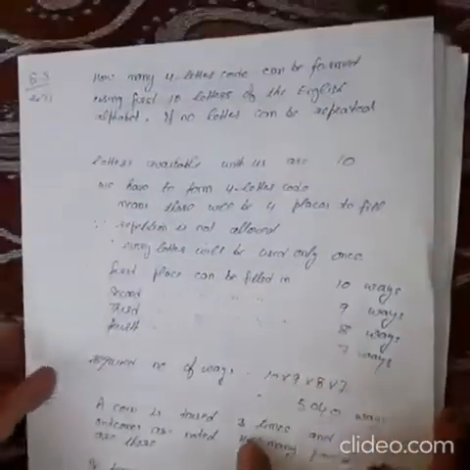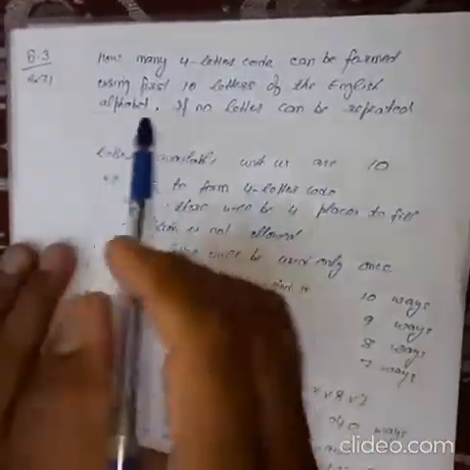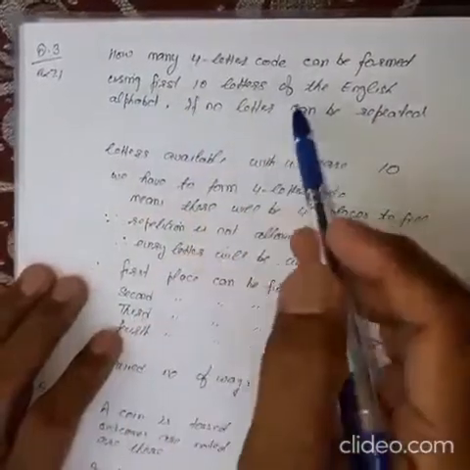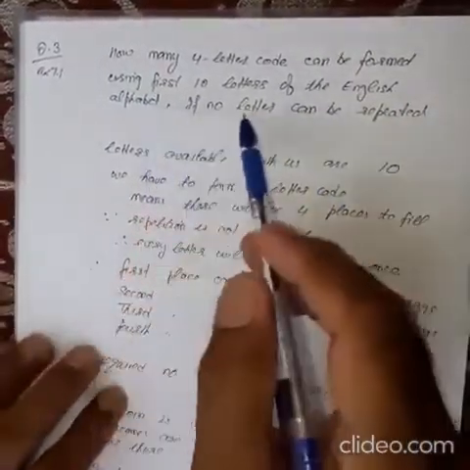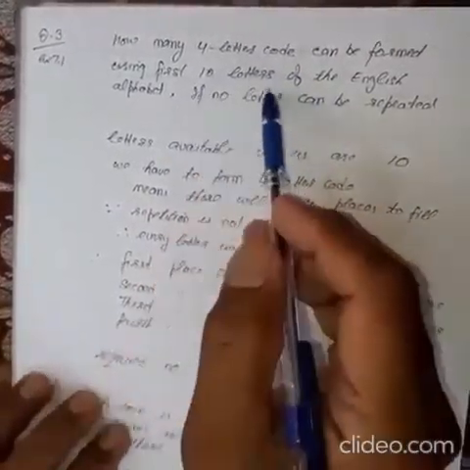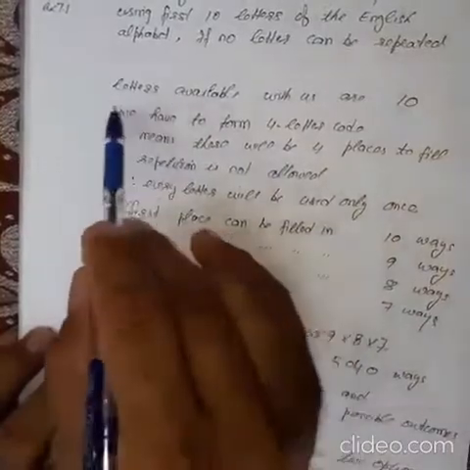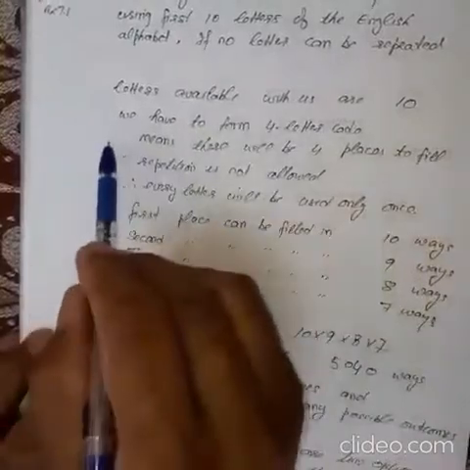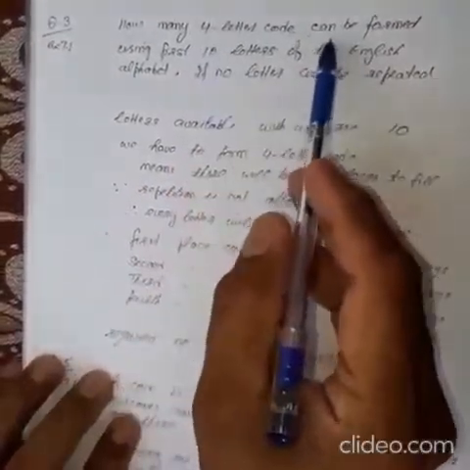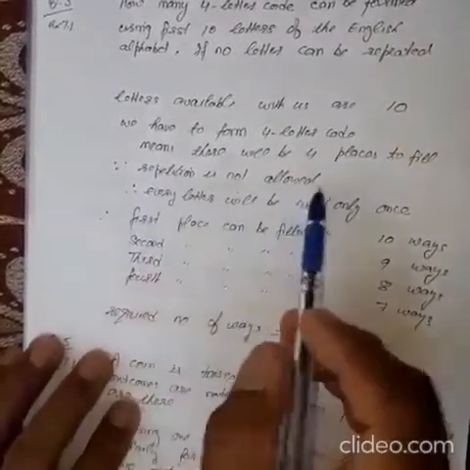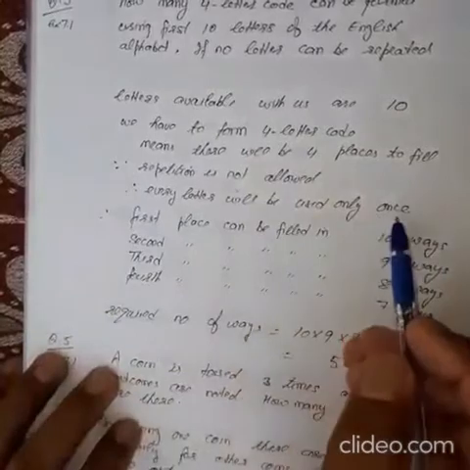Now you see, consider another question. It is question number 3 of exercise 7.1. How many 4-letter codes can be formed using the first 10 letters of the English alphabet if no letter can be repeated? Now there are 10 letters of the English alphabet. It means letters available with us are 10, and we have to form a 4-letter code. So it means there are 4 places to fill. Repetition is not allowed. It means one letter will be used only once.